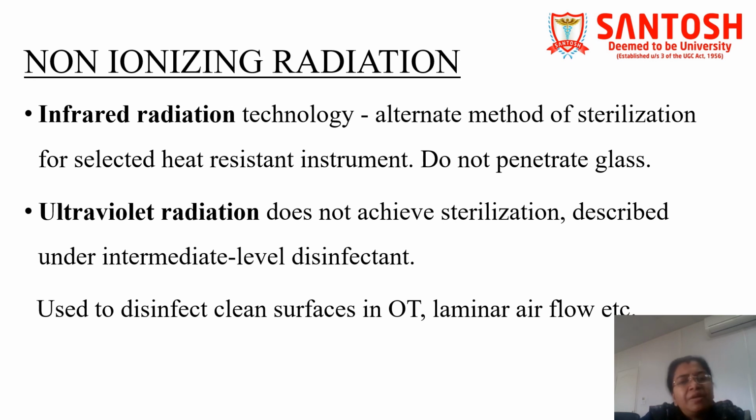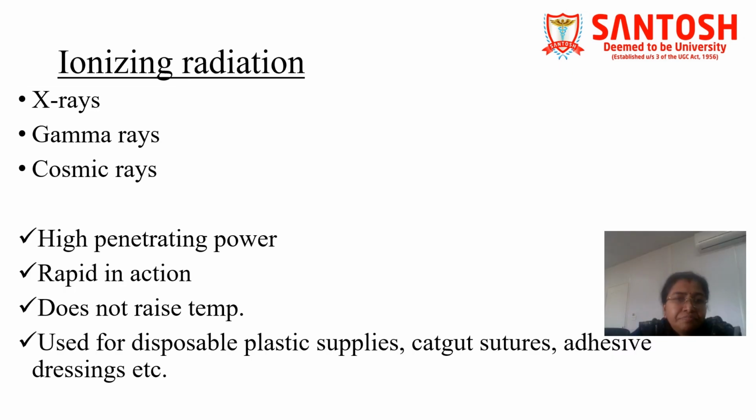Non-ionizing radiation can be done either by infrared radiation or ultraviolet radiation. Infrared is the alternate method of sterilization for selected heat resistant instruments, but it does not penetrate glass. Ultraviolet radiation does not achieve sterilization, it is described under intermediate level disinfectant, and it is used to disinfect clean surfaces in OT, laminar airflow, etc.